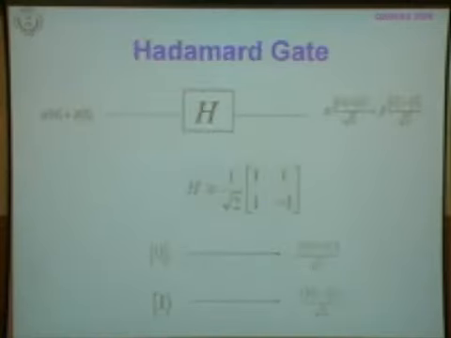Hadamard gate is another interesting gate. It converts a 0 to 0 plus 1 by root 2 and 1 to 0 minus 1 upon root 2. This is the matrix representation. So you can see if you give the input as alpha 0 plus beta 1, what you get is this.